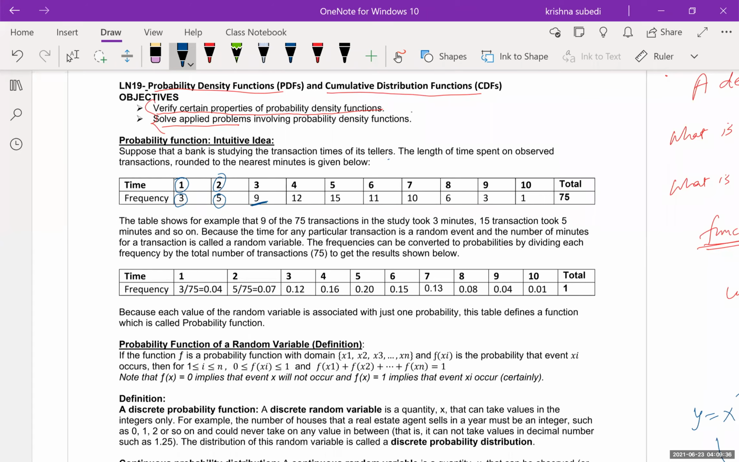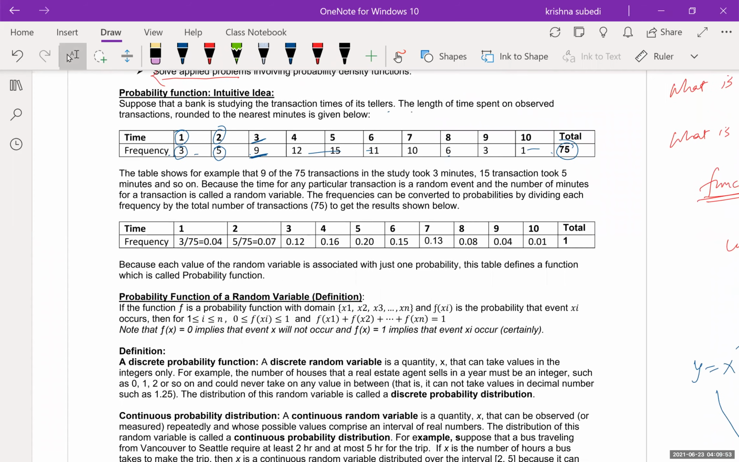So there are 9 transactions and each of them took approximately 3 minutes, and so on. So we have the data, and the total number of transactions is 75. Now if I want to calculate the probability of the transaction that took only 1 minute, you will say 3 out of 75, right? So 3 is the number of favorable outcomes and the total possible outcome is 75. So 3 over 75, if you divide it, you're going to get 0.04.